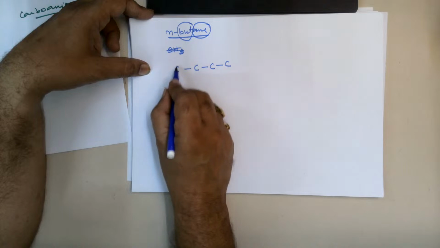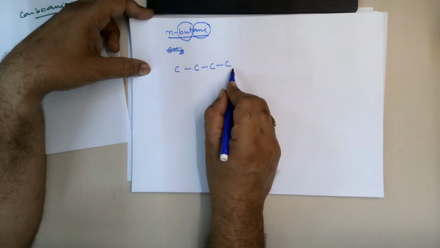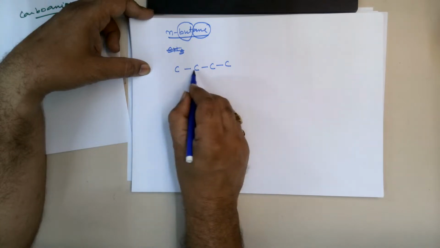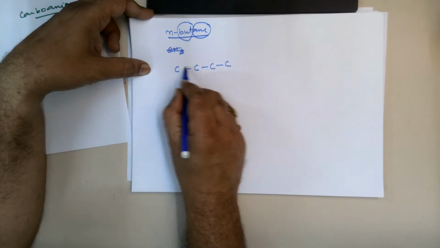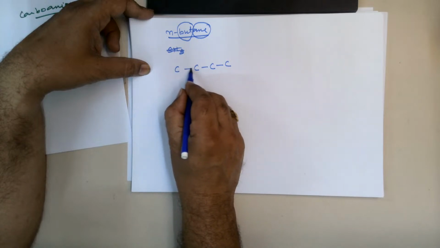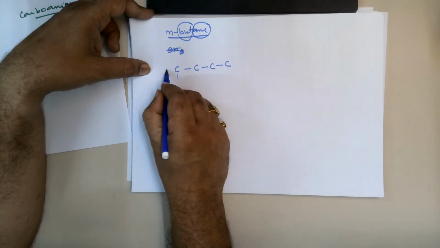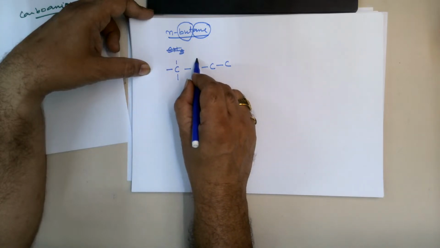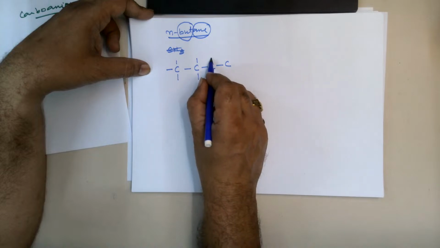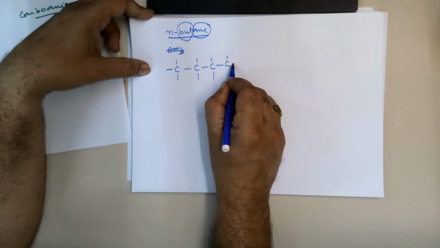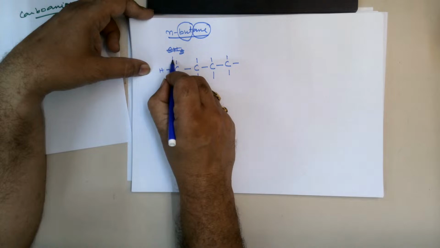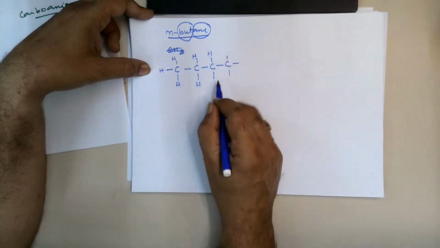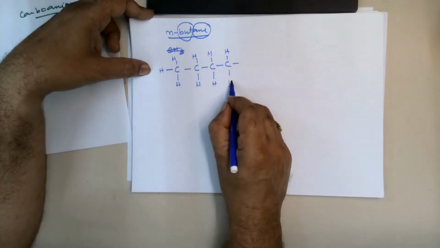Each carbon will combine with hydrogen, but they should have the tetravalency, that is 4 valency. That is, it should have 4 bonds around each carbon. So it has already got one bond, another bond, another bond, another bond. Finished. So 1, 2, 3, 4. What about this? 1, 2, 3, 4. 1, 2, 3, 4. Now we can fill up with the hydrogen. So this is the easy way of writing the structure of any organic compound.